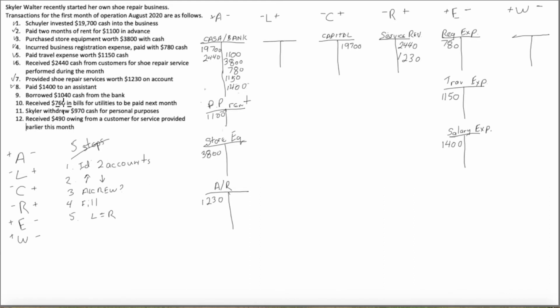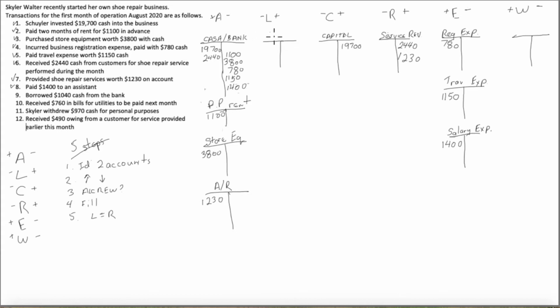Moving right along. Borrowed $1,040 cash from the bank. All right, so if we borrowed money, what would that come from? Well, one of the accounts is cash. It says it again right there, right? And then if we borrow money from somebody, is that a good thing or a bad thing? It's a liability, right? It's a bad thing. So now we owe money, right?